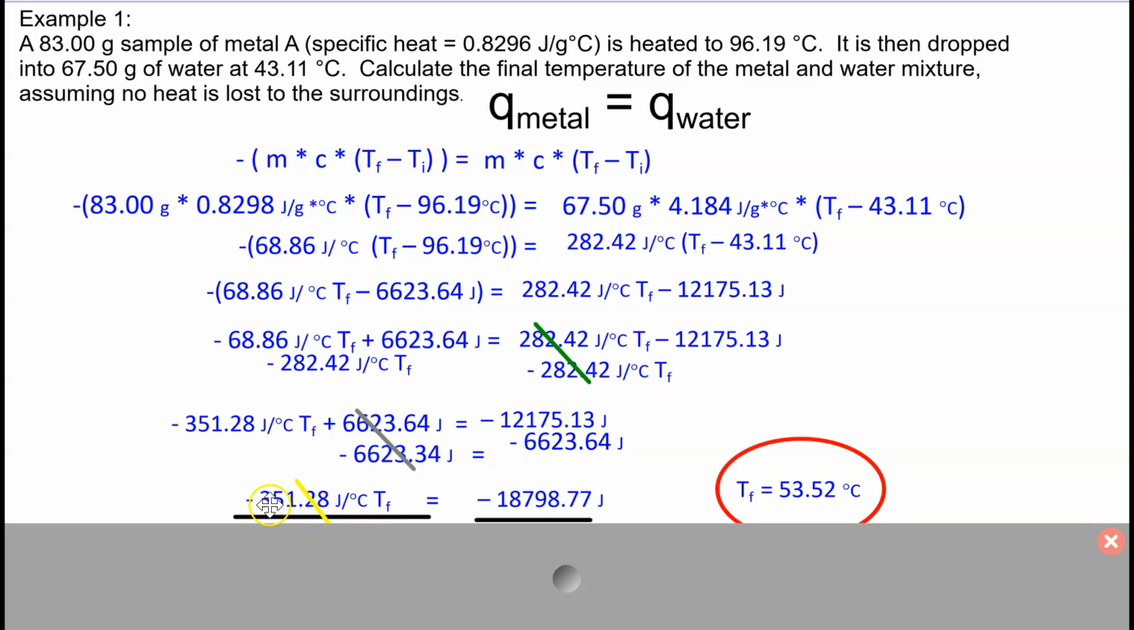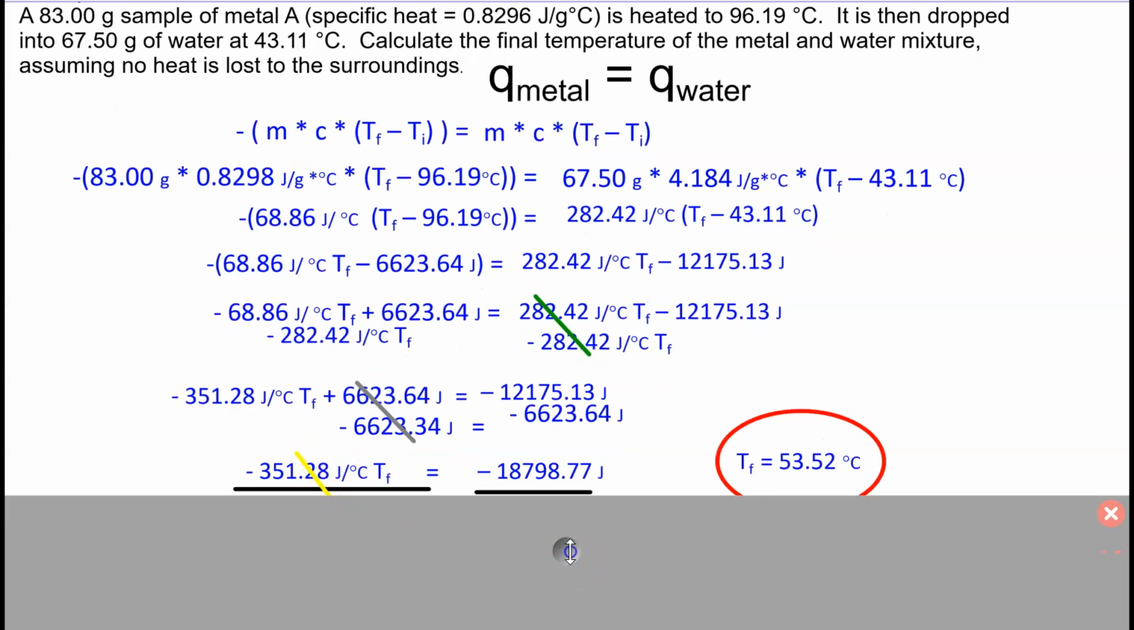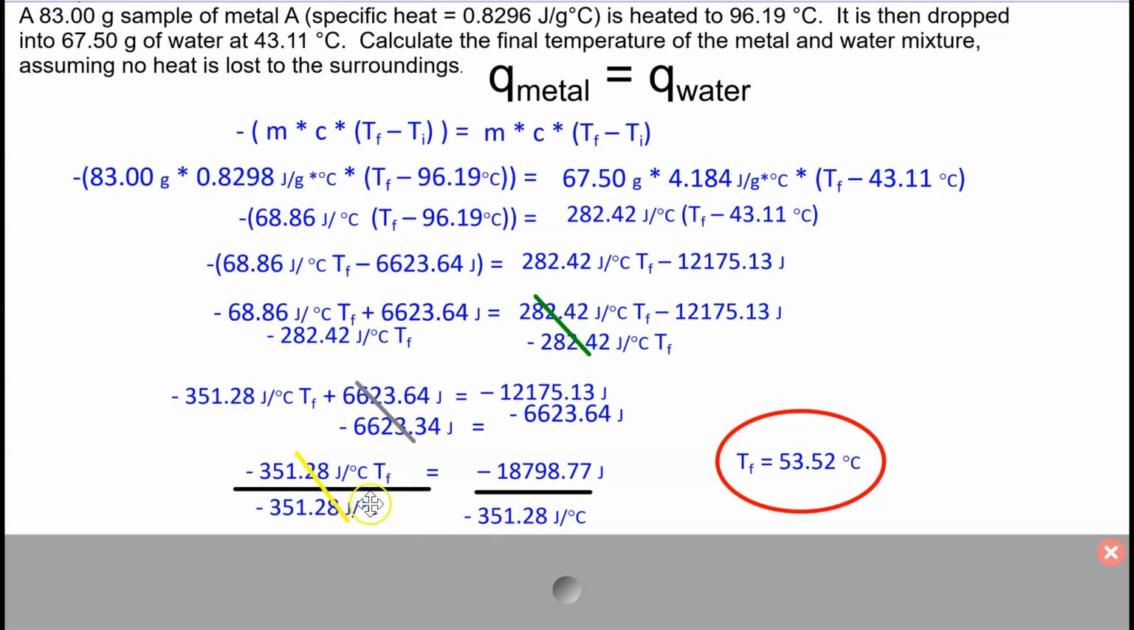So then I have a negative 351.28 TF equals negative 18798.77 non-TF. I'm going to divide both sides by what's in front of my unknown, my TF, or my X here. So I'm dividing both sides by 351.28. So I'm dividing this time, hence the line. When I divide that, that's how I end up getting the 53.12 degrees Celsius.